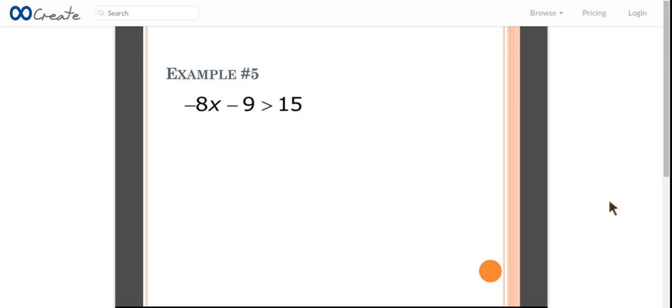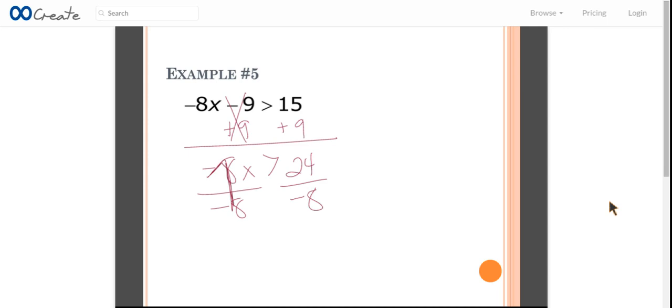Here's my next example. I'm going to add 9 to both sides. That cancels out. -8x is greater than 15 plus 9, which is 24. Divide both sides by -8. Coefficient of 1 on x. 24 divided by 8 is 3. Positive and negative gives me a negative. And I flip my sign, so x is less than -3.